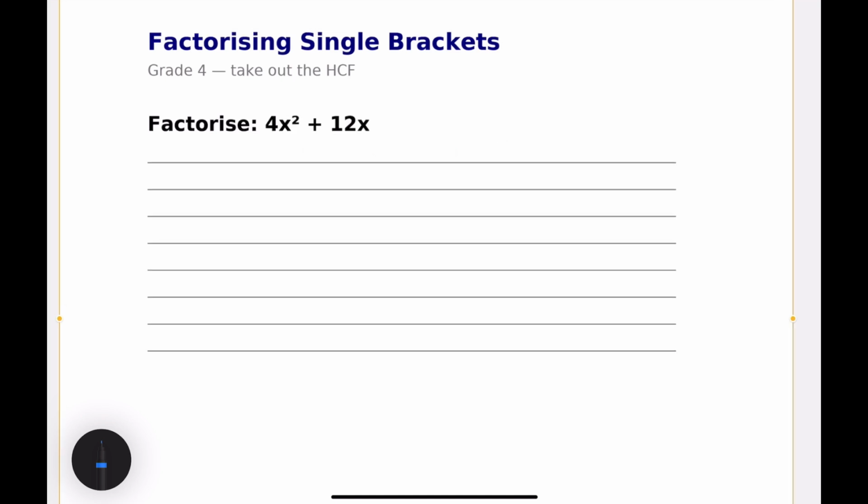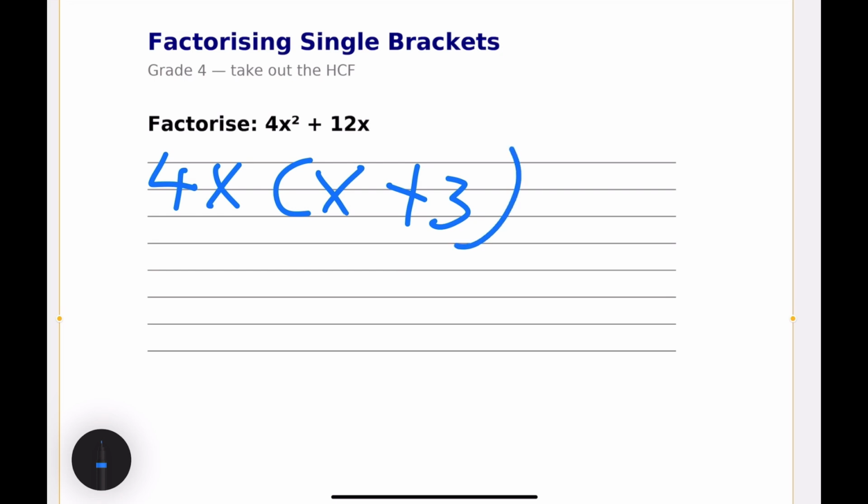Okay, next question. This time we have 4x squared plus 12x. So I know that the highest common number factor is going to be 4, as 4 goes into both 4 and 12. And then the highest common letter factor is going to be x, as they both have at least one x in them. So, what multiplies by 4x to get x squared? Well, that is going to be x, as 4x multiplied by x is 4x squared. And now if we do the 12 divided by 4, that's going to be 3. But we don't need to worry about an x, as 4x multiplied by 3 is 12x. So that is the final answer.